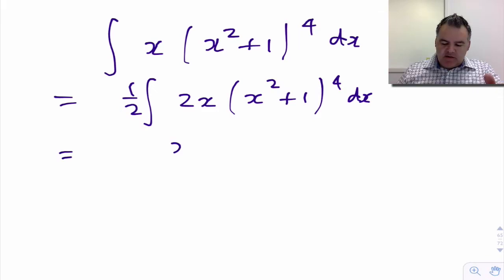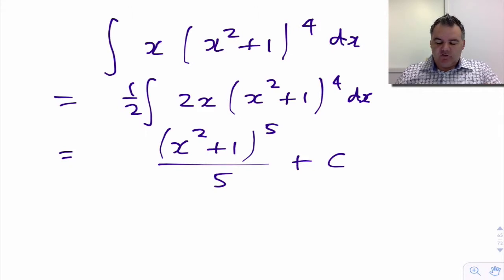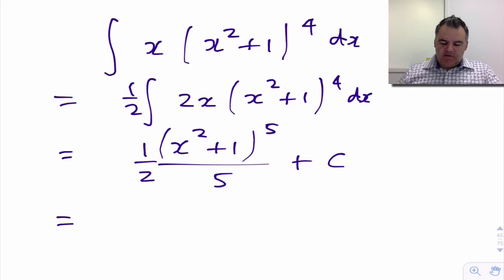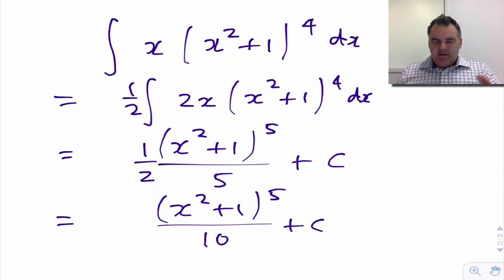And now I can say that it's this, using the rule for integrating polynomial functions. And of course we need half at the front there, so it would be x squared plus 1 to the 5 over 10 plus c. Okay, can you see that works now? If you do the derivative of that function, it will work.